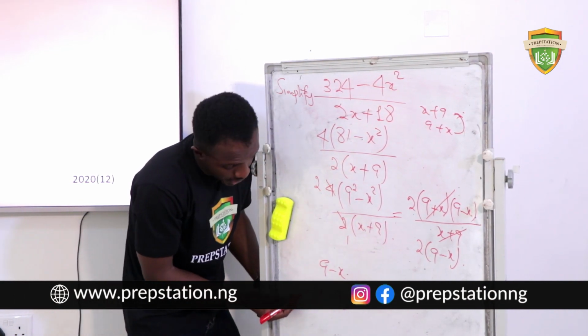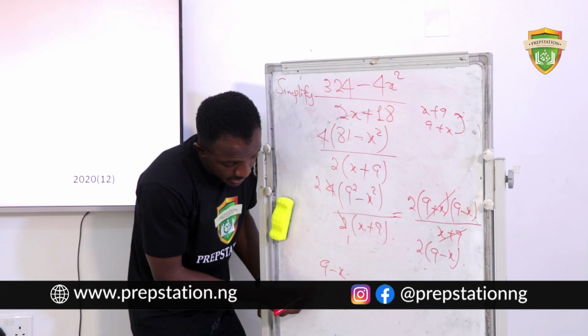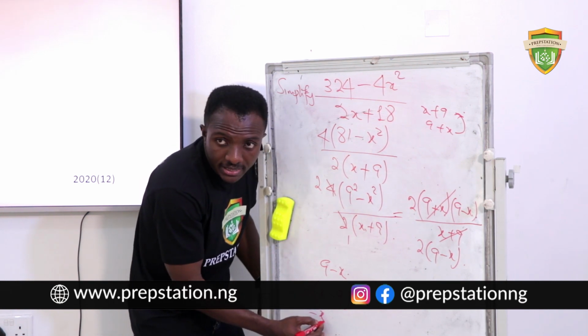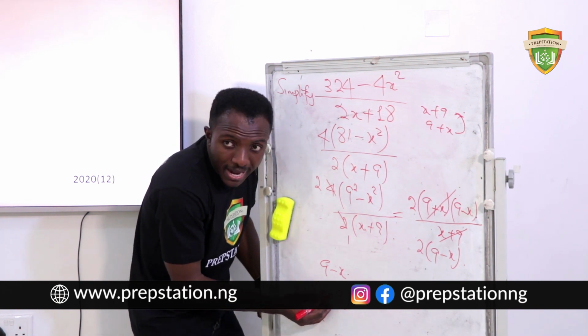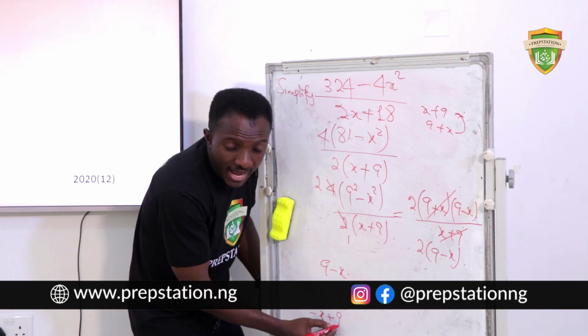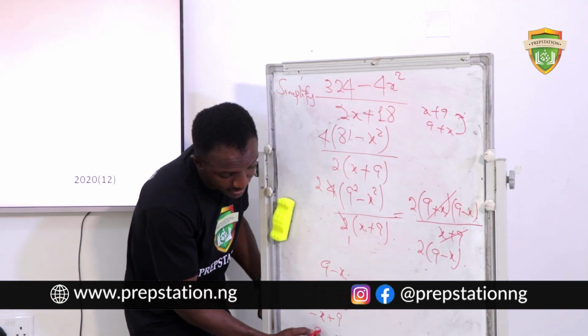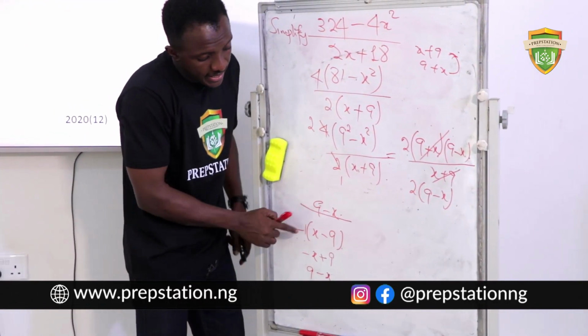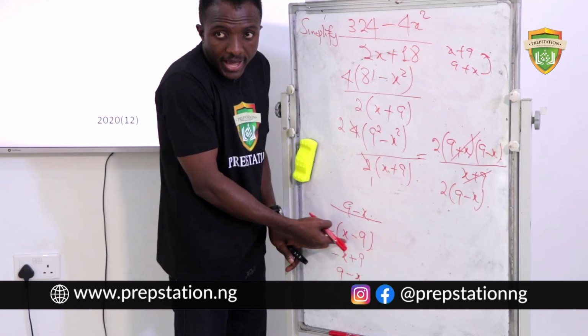Let me explain that. If you open the bracket, there is no sign here. Let's say it's a positive sign. Minus, let's just put 1. Minus 1 times x is minus x. Minus 1 times minus 9 is plus 9. So if I change the place, it's 9 minus x. Can you see? 9 minus x is the same thing as minus x minus 9.